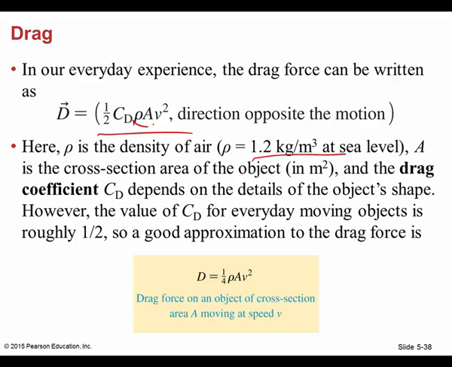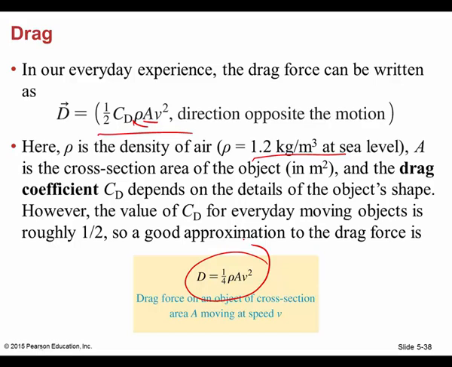The A is the cross-sectional area of the object, and the drag coefficient C D depends on the details of the object shape, okay. However, the value for C D for everyday moving objects is roughly one half, so a good approximation of the drag force would be what? Right here. Here's the equation you want to use, okay? So we can drop that off and just say one fourth, okay?